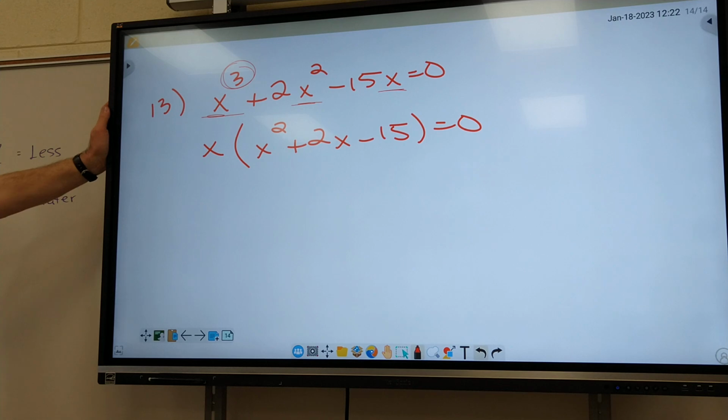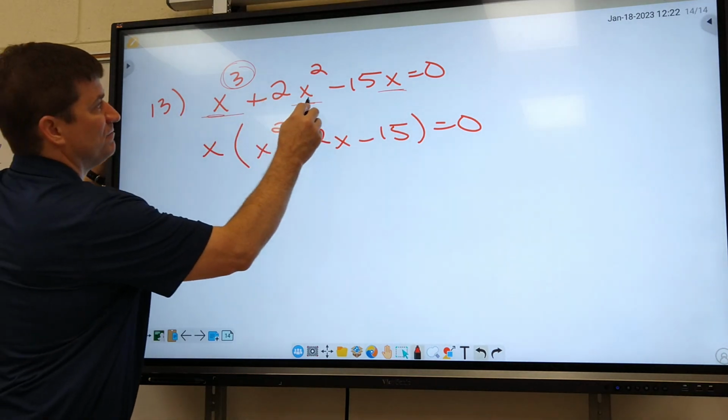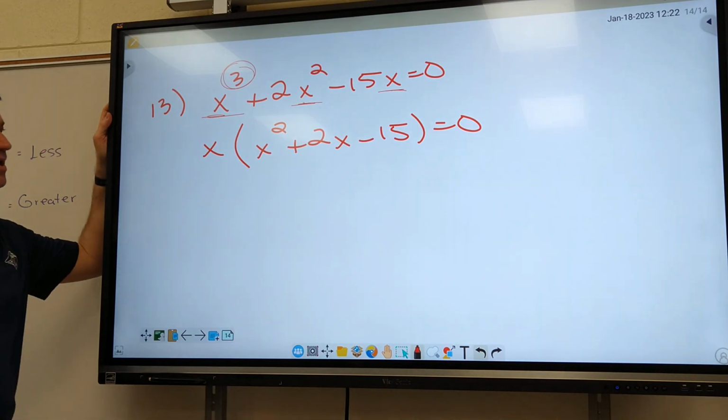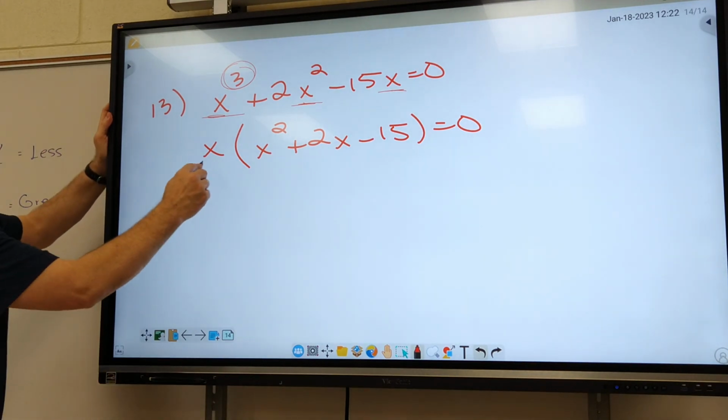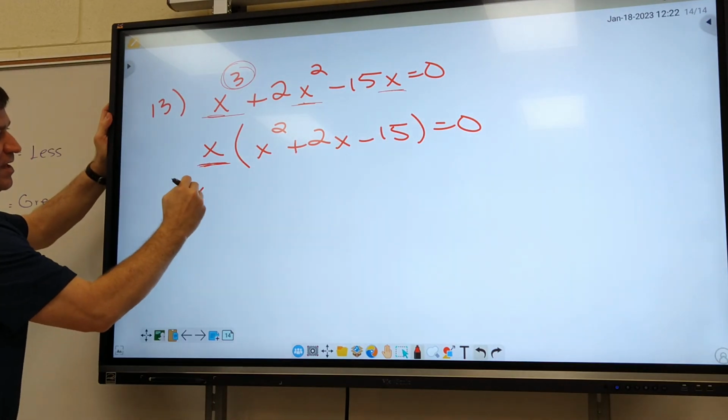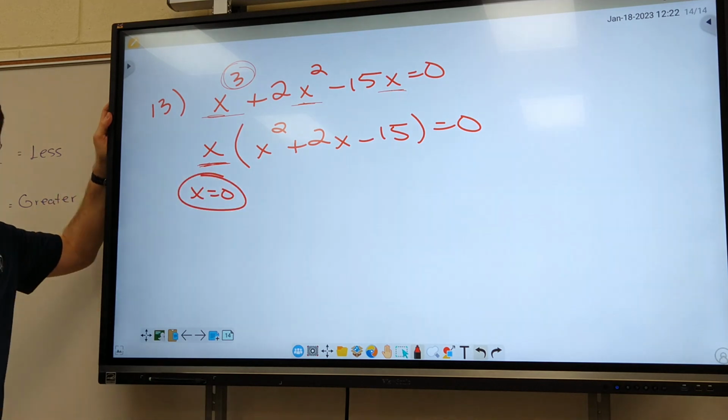Okay, write it down. This is how you have to do one that's got an x3. Well, on the back of this paper, there's a lot of them with x3s. We'll do them a different way. But if it's got a variable in common, bring an x out front. All right, so this x that's out front, that's x equals 0.